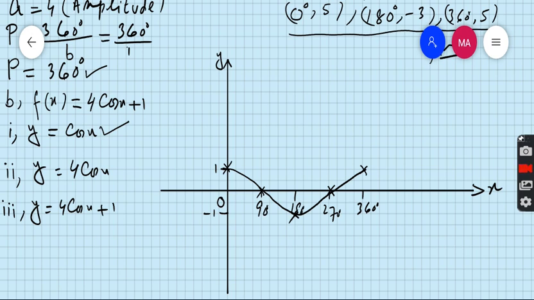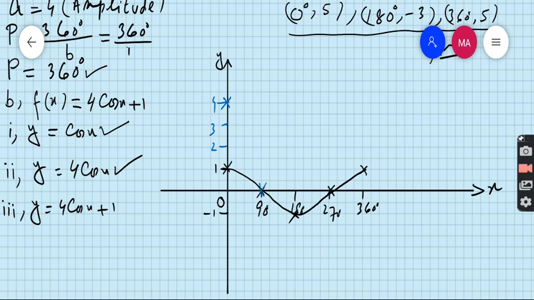Now, next I am going to draw y is equals to 4 cos x. So I am using another color pencil. So what are the coordinates of this graph? When x is 0, then y is 4. So 1 2 3 4. So when x is 0, y is 4. This is the first point. When x is 90, y is 0. This is the second point.